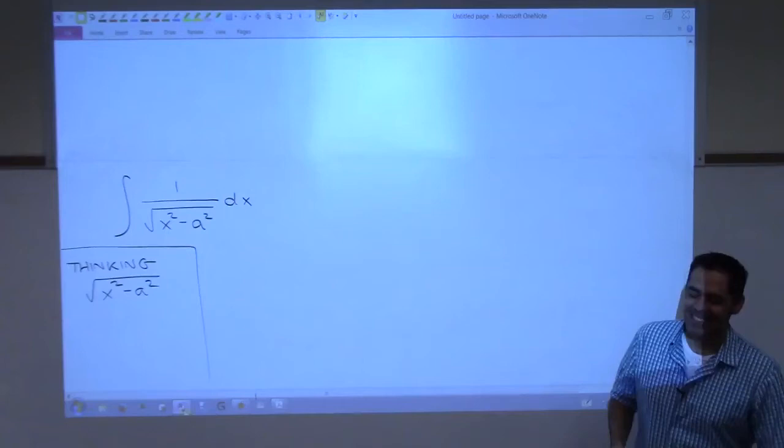Secant is the reciprocal of cosine. Cosine is adjacent over hypotenuse. So that should be flipped over, right? So that should be hypotenuse over adjacent. So the x should be the hypotenuse, and the 5 should be the adjacent. So I put x here, put 5 here.